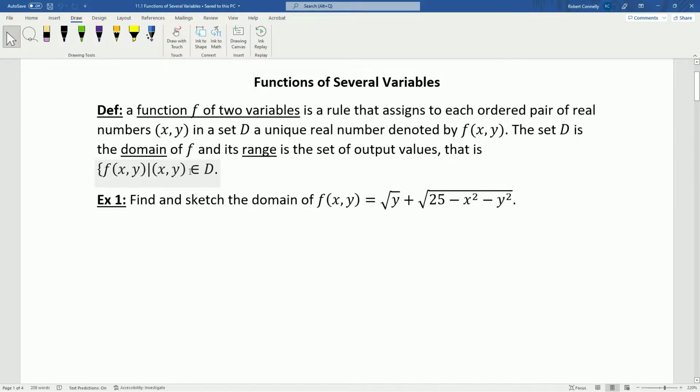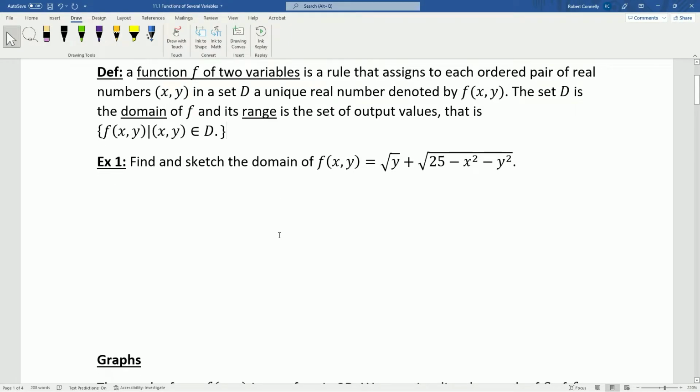Looks like we're missing a little bracket there. So let me just, much better. Okay, so where were we?